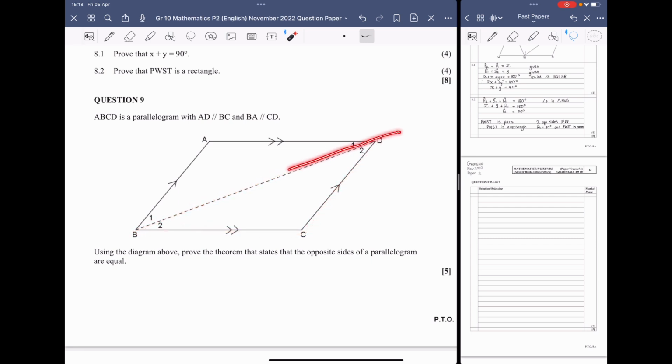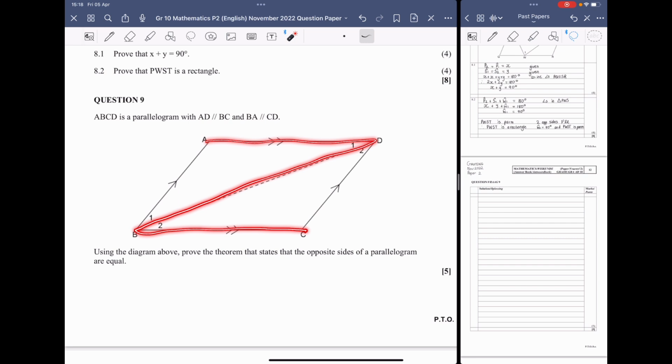So I can first say that this BD is common. Then I have the parallel lines from the parallelogram. Remember, I was told that this ABCD is a parallelogram, and I was told about the parallel sides.